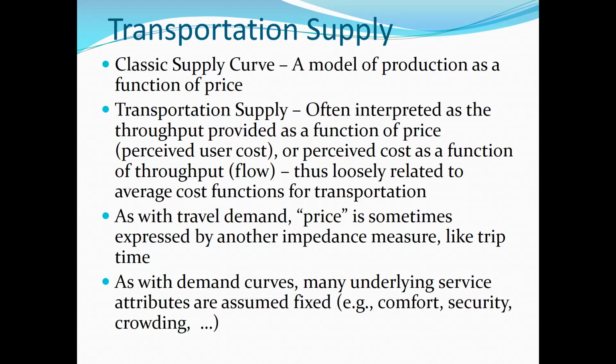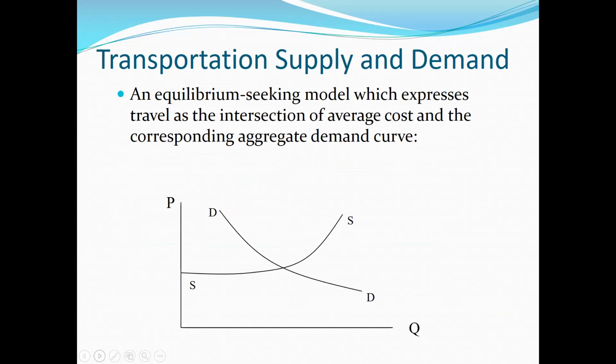And as with travel demand, price is not always expressed in terms of dollars, but it's sometimes expressed in the form of other impedance measures like trip time, the total travel time, and so forth. And then, as with demand curves, many underlying service attributes are assumed to be fixed. So when you translate your classic supply curve into a transportation supply curve, you have to fix many underlying service attributes, like we talked about: comfort, security, crowding, and all of that. So we assume some of those attributes to be fixed, just like we assumed for the demand curve.